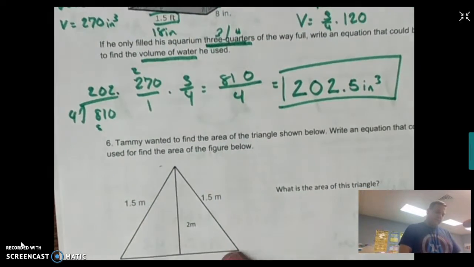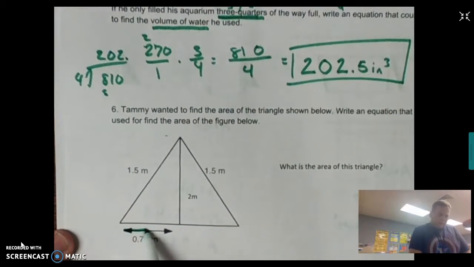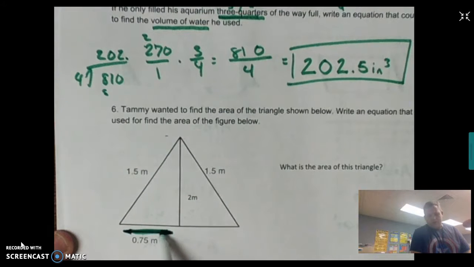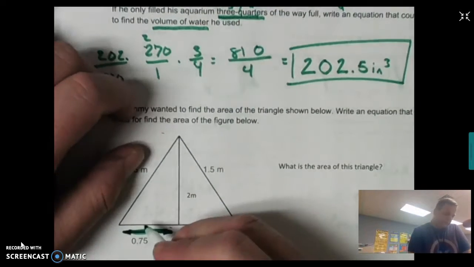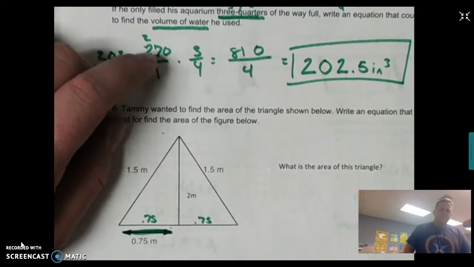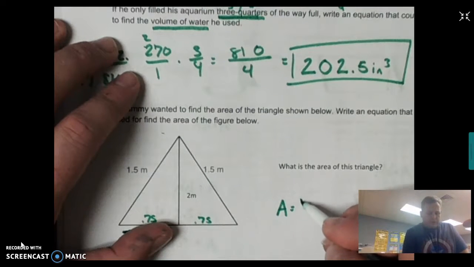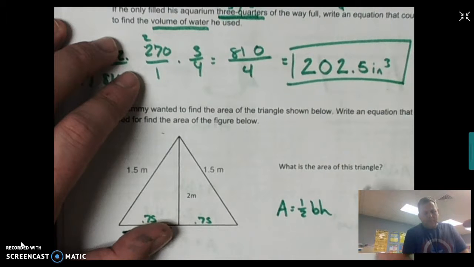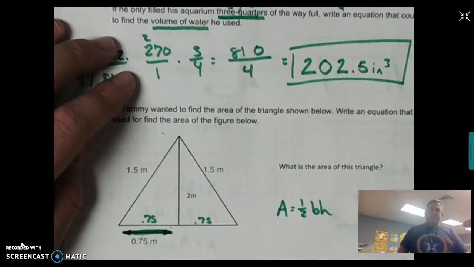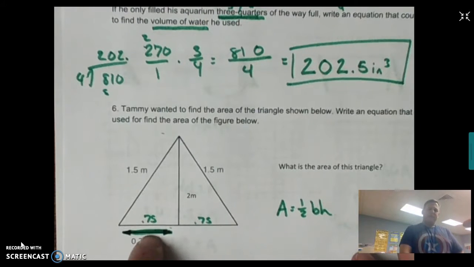Number 6. I know this was a little confusing for some of you. When the arrow doesn't go all the way across, it's only that part. So we have, it's not done very well on this one. That's okay. 0.75 for this, 0.75 for this. And we need to know the area of the triangle. Area is 1/2 base times height. Now, some of you said, but Mr. Mack, my base is already in half. Do I need to put a half there?